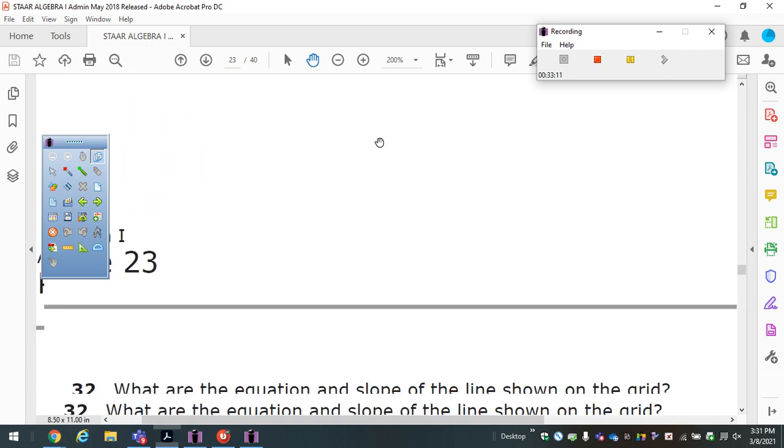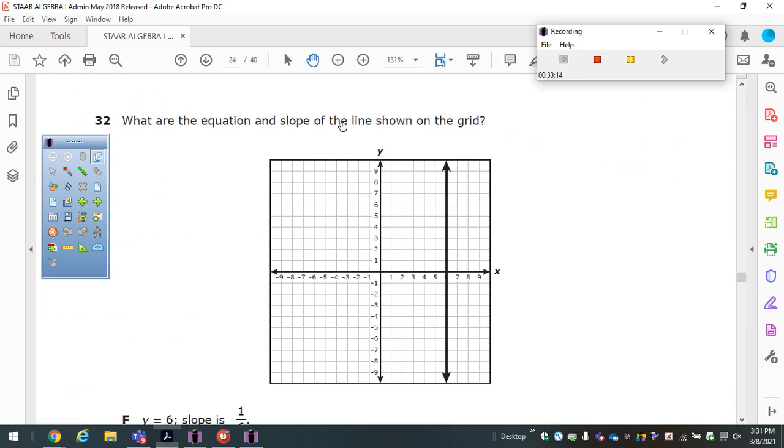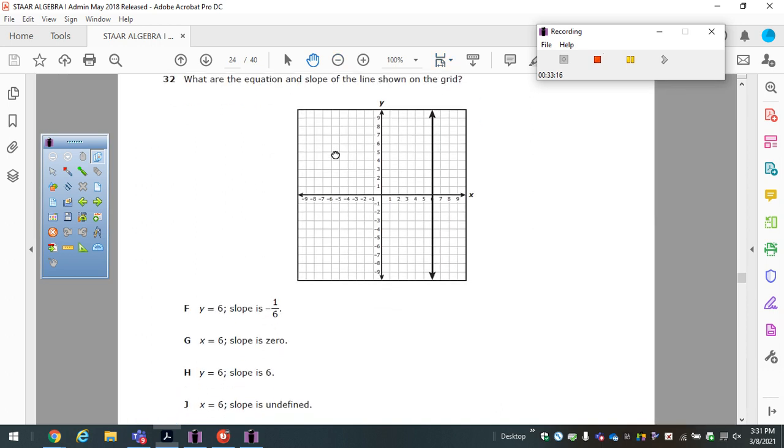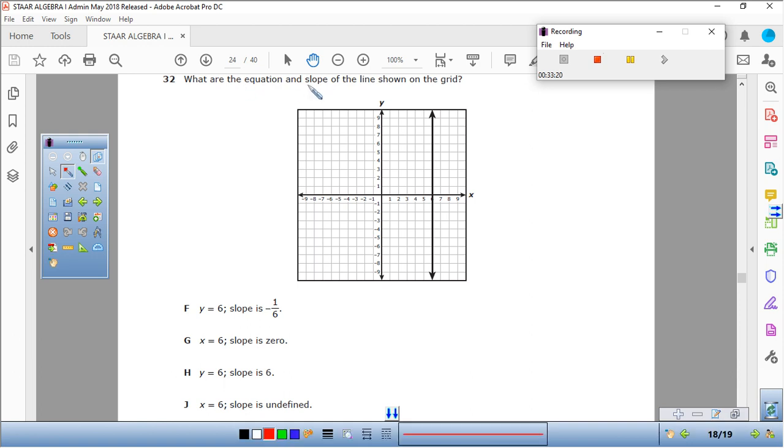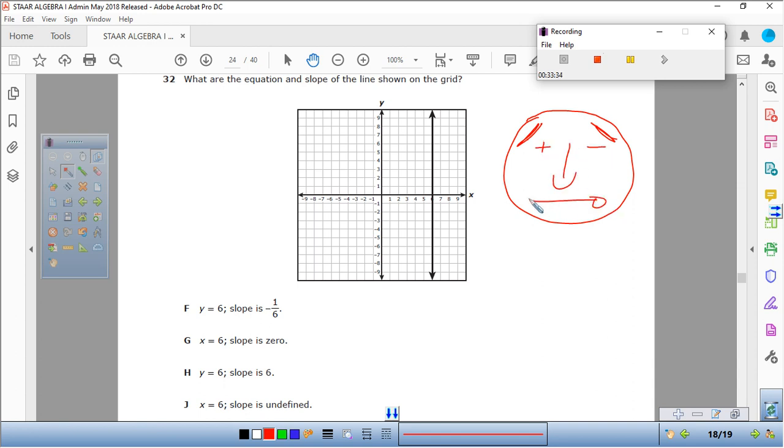Okay, let's go over here. So let's look at this one real quick. What's the equation and slope of the line shown on the right? So here we go. Line like this, line like this. Positive, negative, undefined, and there we go. You got it? Jay? Okay, so this line goes up and down, right? So the slope is undefined. Good job.